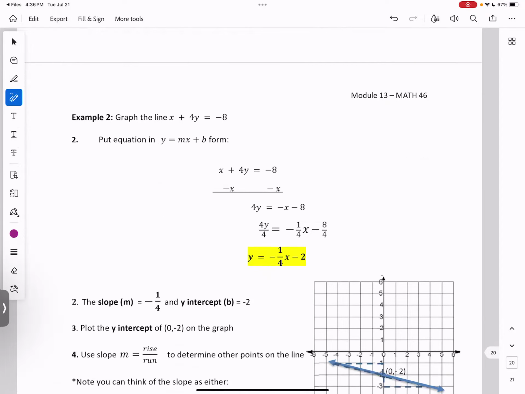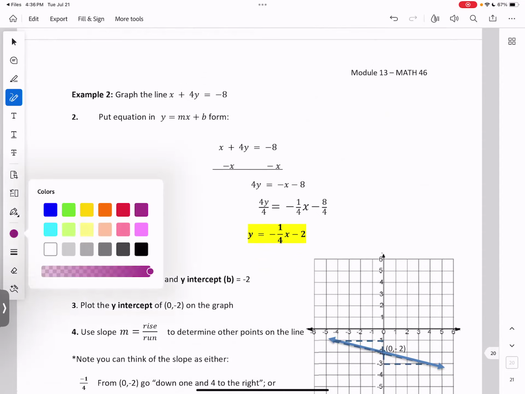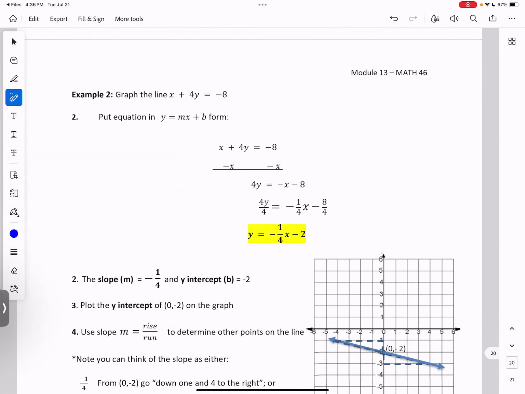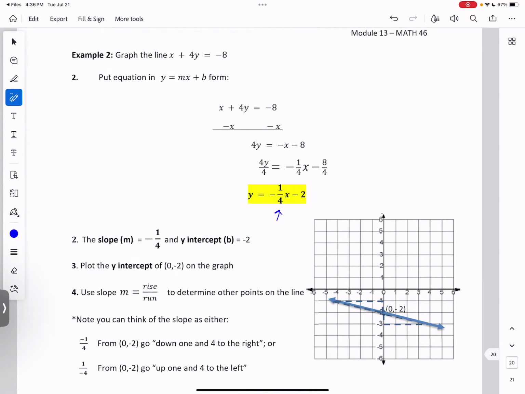Okay, here's one more example. So they've asked to graph a line. First of all, you're going to put it in slope-intercept form. And so they've subtracted x from both sides and then divided by 4 to end up with this equation here in slope-intercept form. Based on that equation, we know that the slope is -1/4 and the y-intercept is -2.